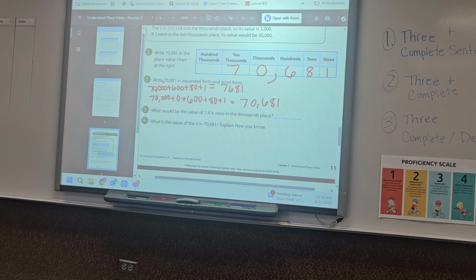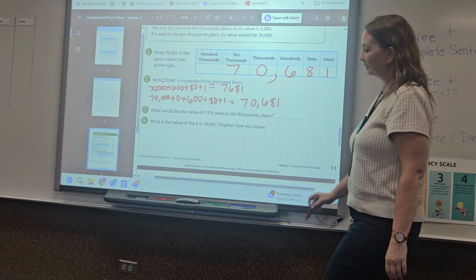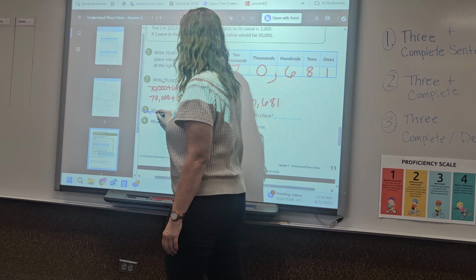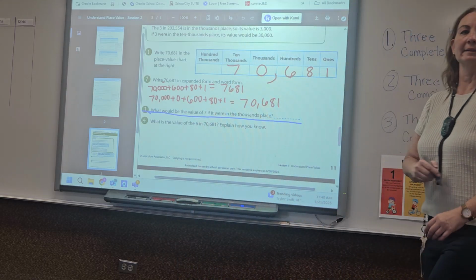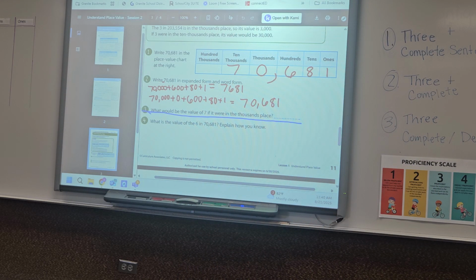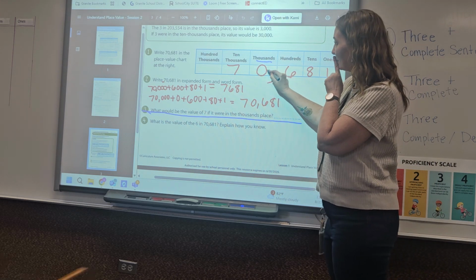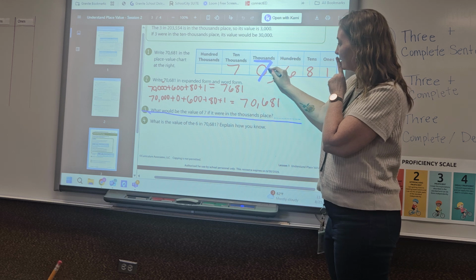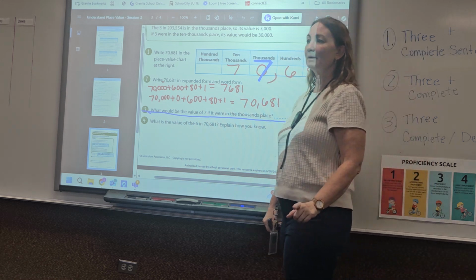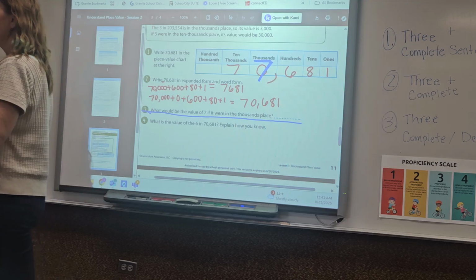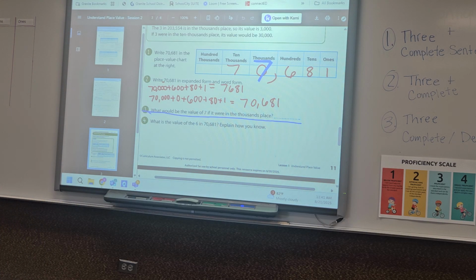Okay. All right, let's go to number 3. Guys and girls, help me read number 3. What does it say? What would be the value of 7 if it were in the 7 right here, in the thousands place, what would the value be? Don't tell me yet. Shh, let's put the things away that you're playing with, you guys. Whisper to your friends what the value would be if there was a 7 in the thousands place.